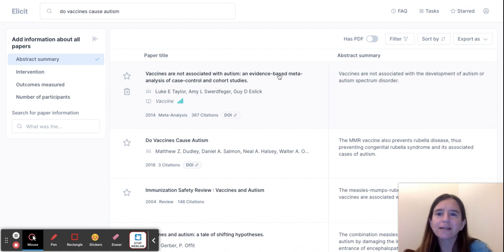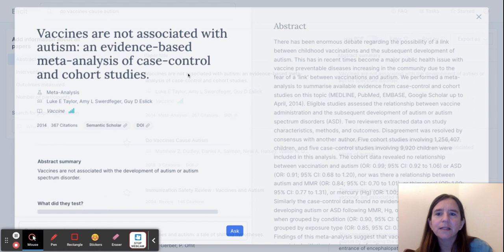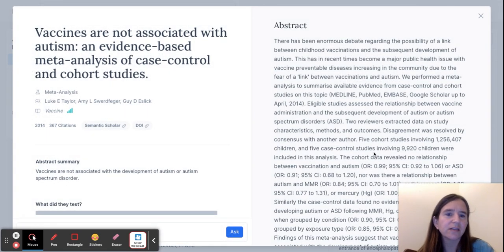So this first one is, vaccines are not associated with autism, an evidence-based meta-analysis of case control and cohort studies. That's the title. Now the summary just says vaccines are not associated with the development of autism or autism spectrum disorder. So right from the title, we can see that that's limited, that it's missed this key point, that this is a meta-analysis, that this is based on a wide range of studies, right? That this is not just an opinion. So where is that claim coming from? We can look further at the abstract, which details how many studies and what kinds of studies were examined in this meta-analysis. But I think we can pretty clearly show students that the AI summary missed a key part of the point here.